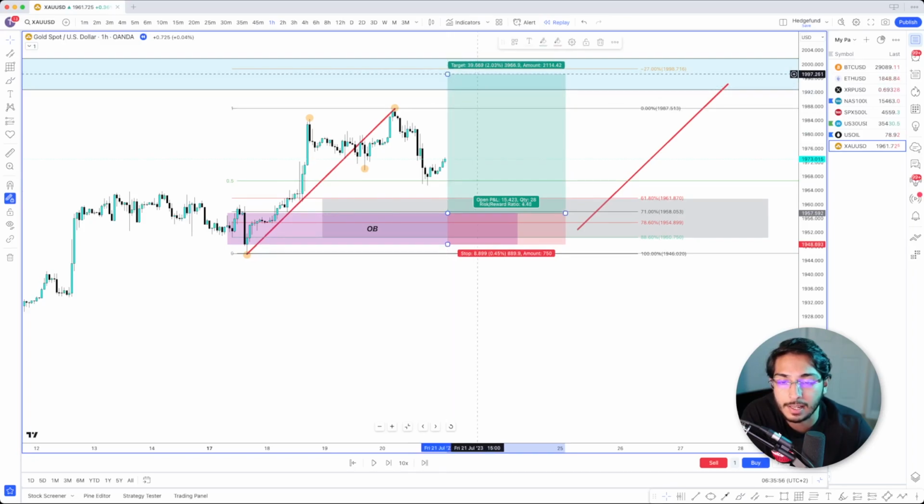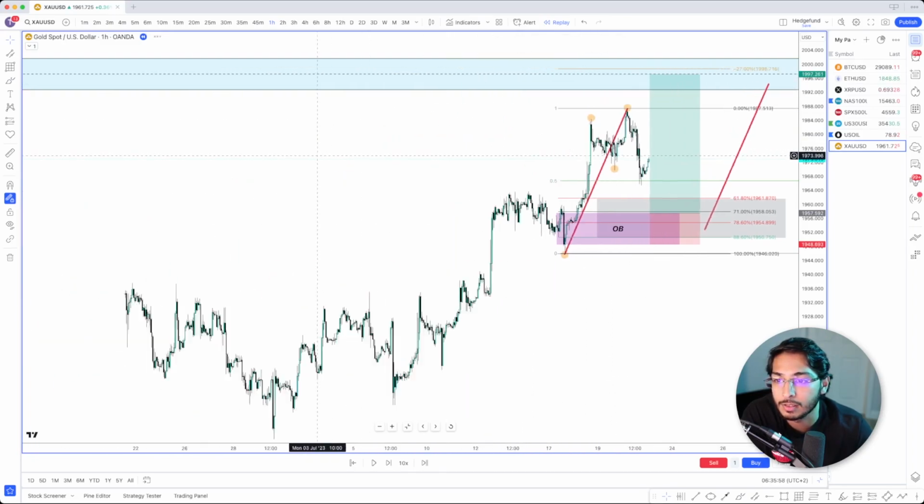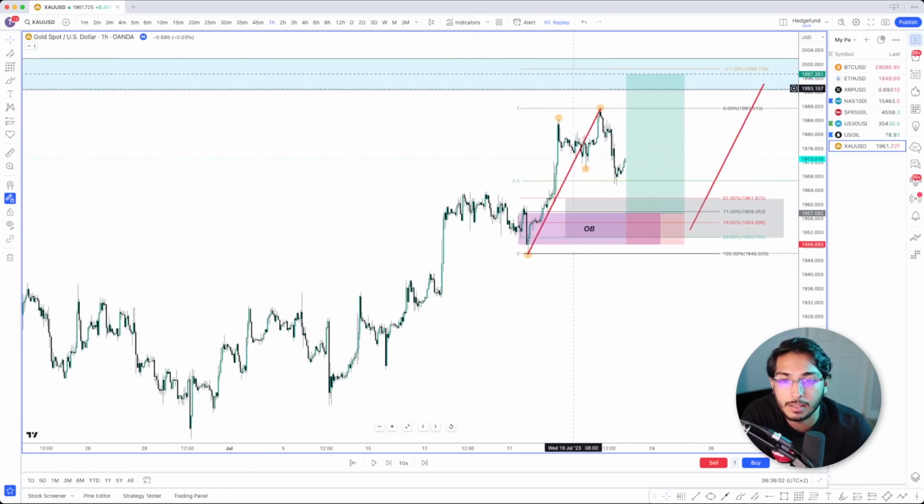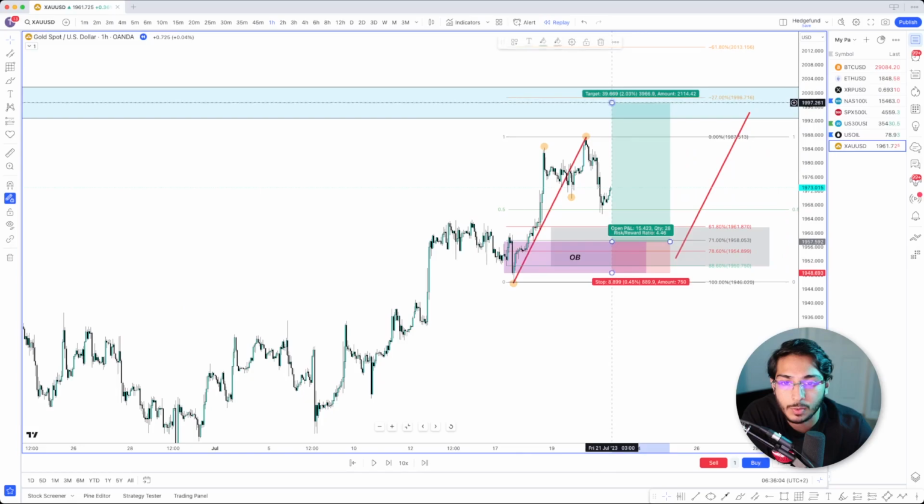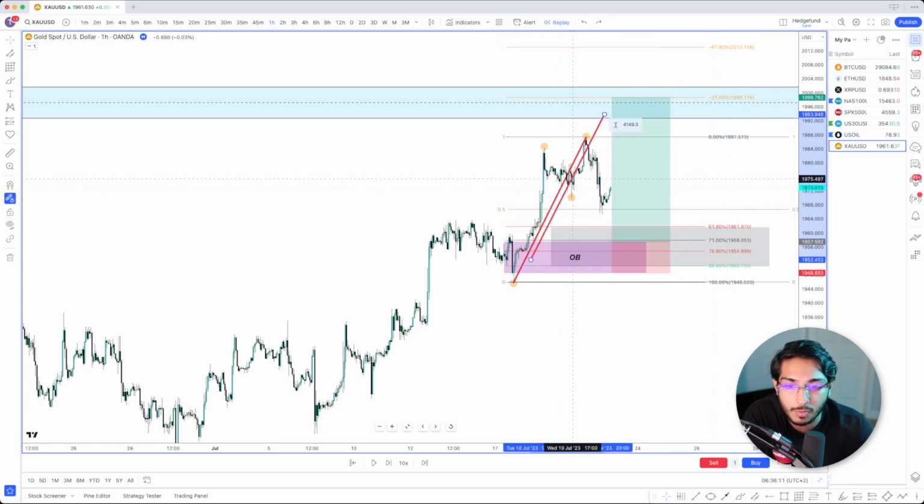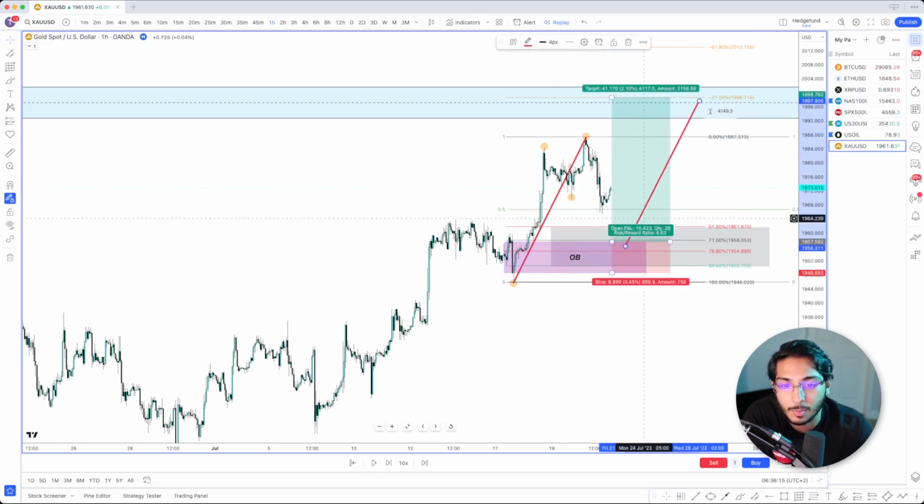Notice how many things line up. We have the imbalance from over here. We have that higher time frame 4-hour imbalance. We got the negative 27 on the fib. And then potentially we have our measured move. Price makes a retracement. We have a measured move. That kind of lines up with that same area.